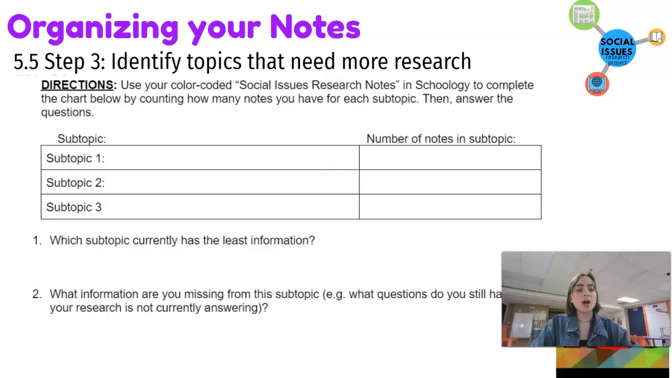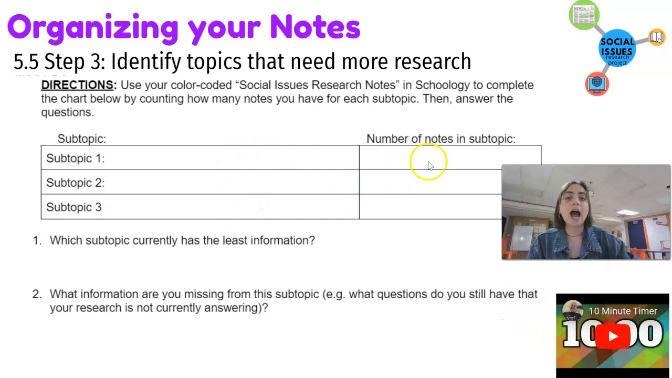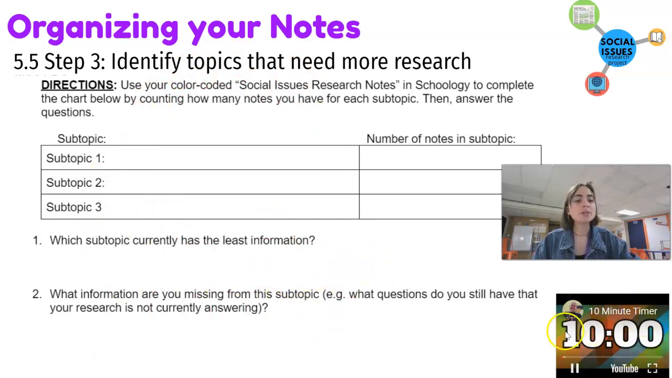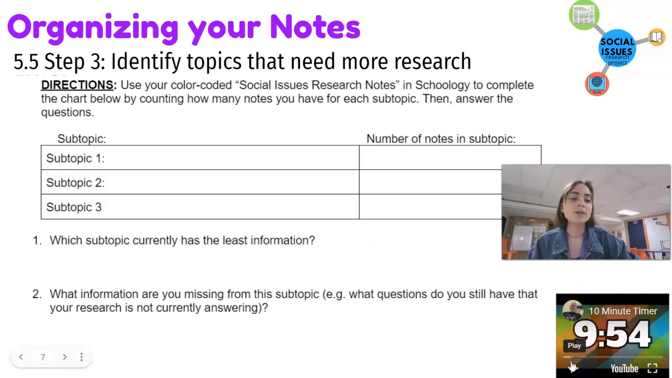So once you've done that color coding, it's going to be really easy to see how many notes you have for each subtopic. So you're like, okay, I have 6 notes that are blue and 12 notes that are green, but I only have 2 or 3 that are pink, and that was subtopic 3. So then you'll note, okay, that subtopic has the least amount of information, and I need to go find more information about that topic. So step 3 is going to be figuring out what new information you still need to find. So I want you to spend about 10 minutes looking at that color-coded note chart and figuring out what information you still need to go find for your topic. Good luck.